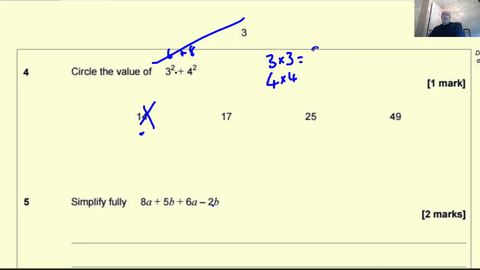3 times 3 is 9. 4 times 4 is 16. 16 plus 9 gives me 25. So I'm just going to add those two together.